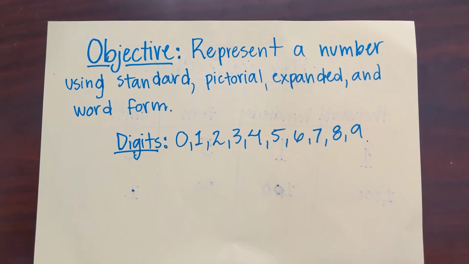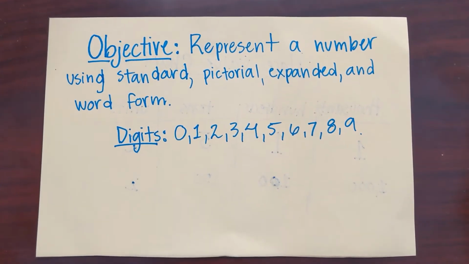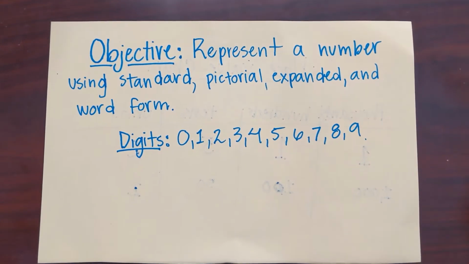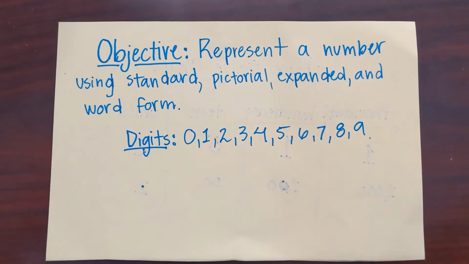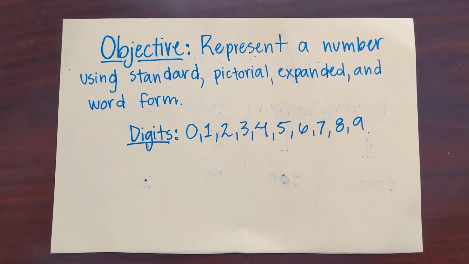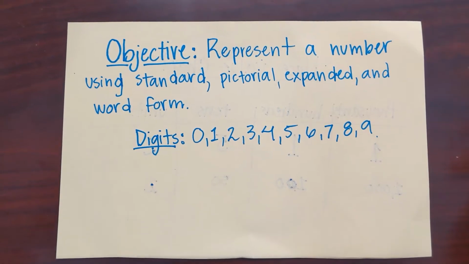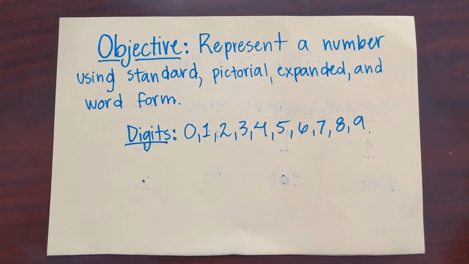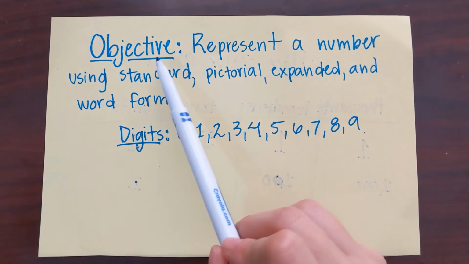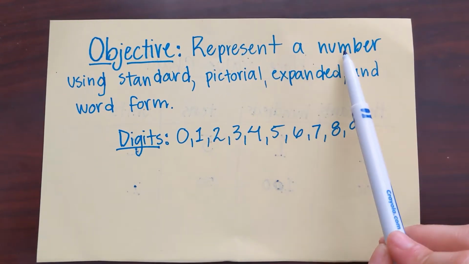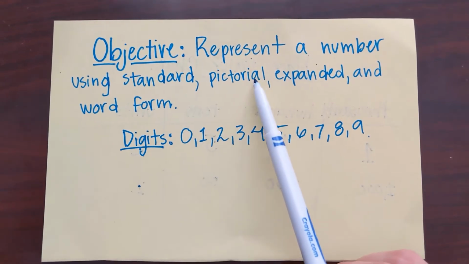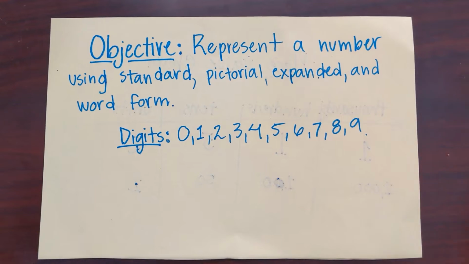For this first week, we are going to be doing an activity that the students are familiar with. We have been practicing this skill the whole year, so hopefully they'll be able to remember and help you as they complete this activity. My objective is going to be to represent a number using standard, pictorial, expanded, and word form.